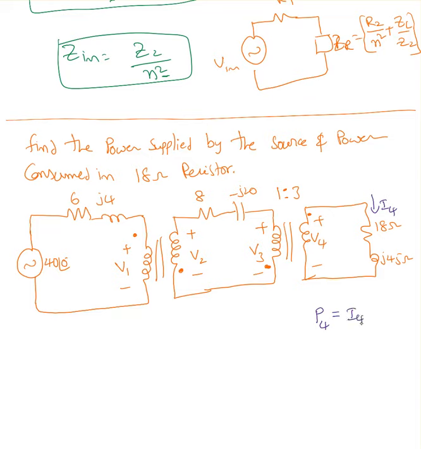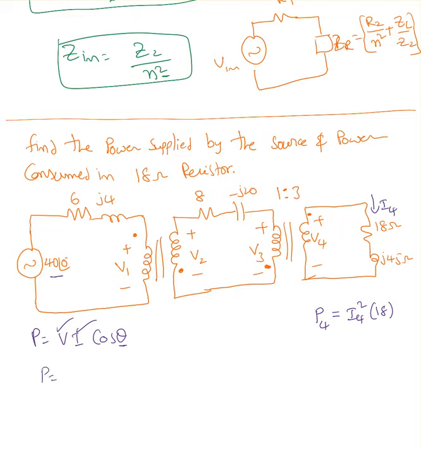P4 equal to I4 square times 18. I square times RL, right? Based on that, that's how I wrote down that formula. Now, power supplied by the source. So P is nothing but V times I times cos theta, right? As long as I have V, I have to know I and cos theta. This theta is nothing but the angle between V and I. So I can find P based on that.